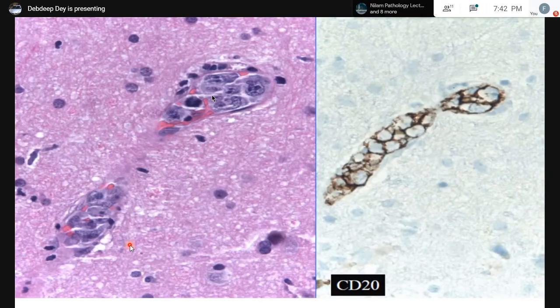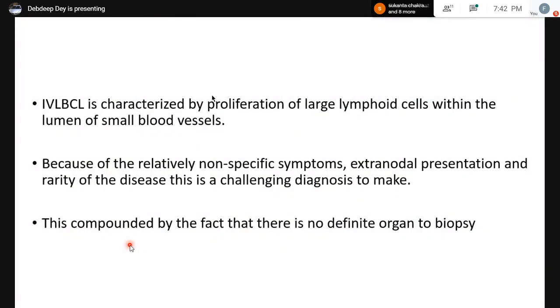So this is another example, in the brain, in which the vessels are clogged with these large cells. It's CD20 positive, and therefore it's an intravascular large B-cell lymphoma in the CNS. It is characterized by proliferation of large lymphoid cells within the lumen of blood vessels. Because of the relatively non-specific symptoms, extranodal presentation and the rarity of the disease, this is a challenging diagnosis to make. Further, it is compounded by the fact that there is no definite organ to biopsy.